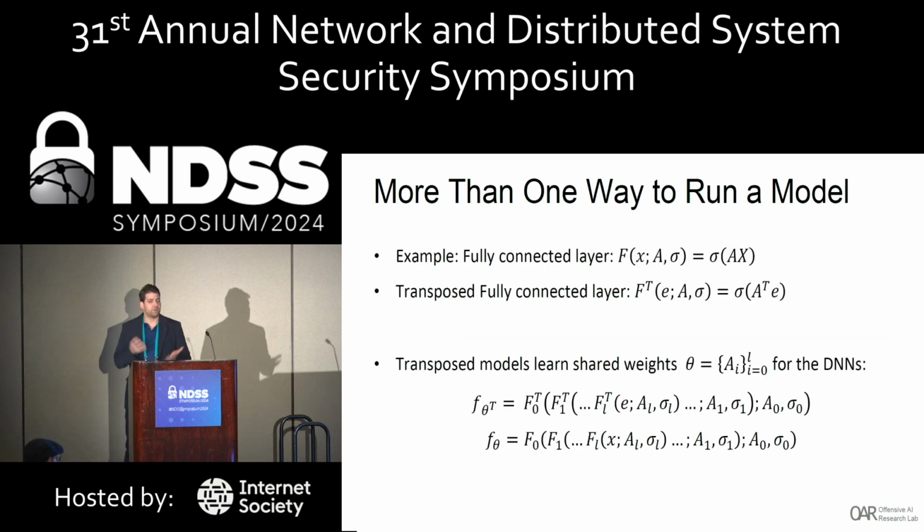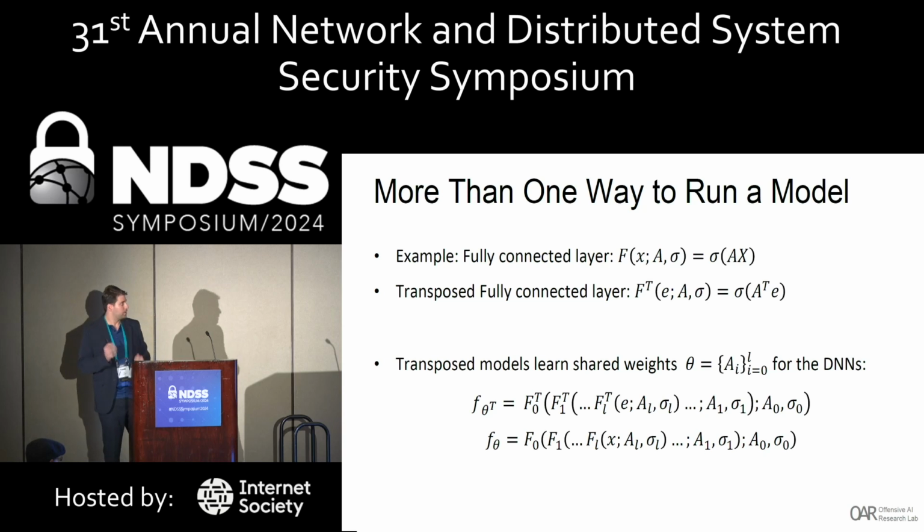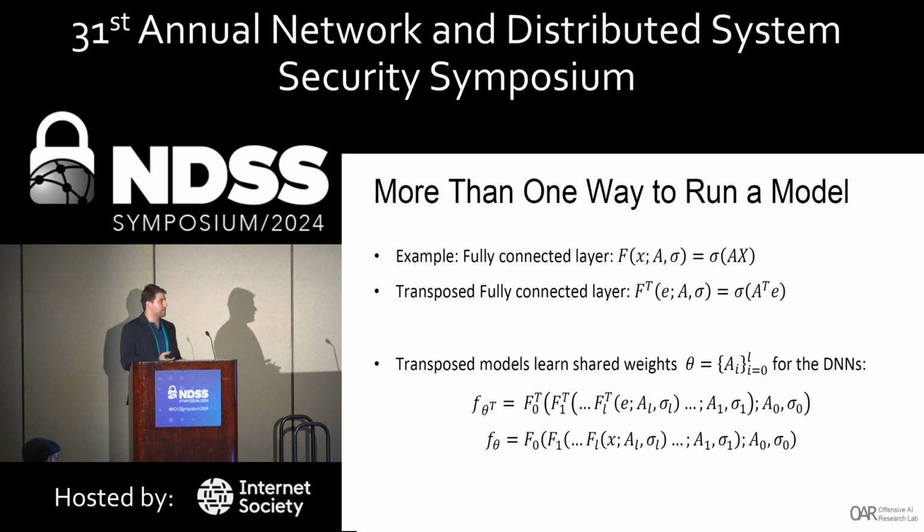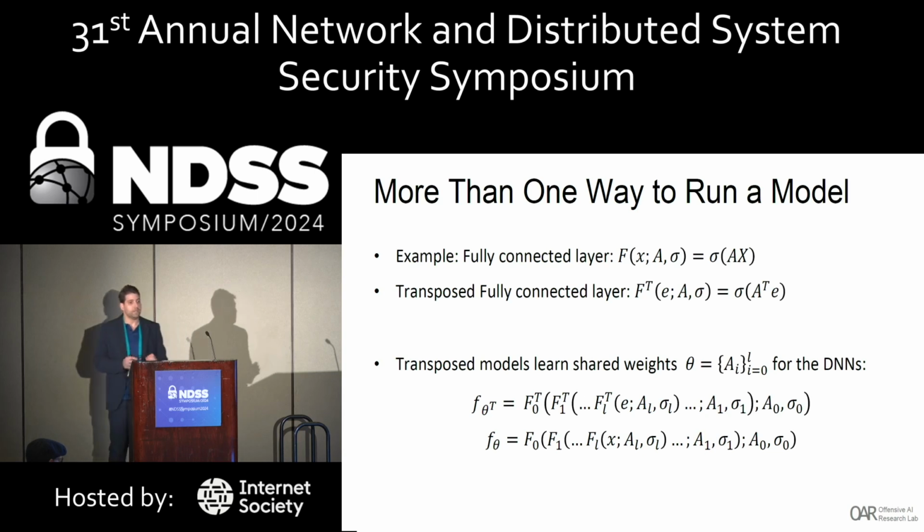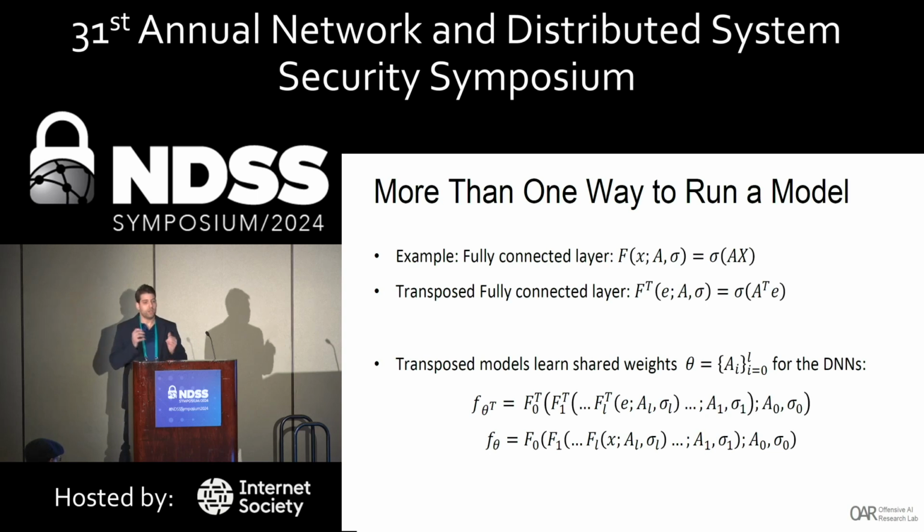So what is this transpose operation? Well, it is as simple as it sounds, it literally means transposing the layer weights. For example, for a fully connected layer F, parameterized by weight matrix A, executed as sigma of A times X, the transpose operation will be sigma of A transposed times the input query E. So for the transpose model to work, what we need to do is train it and learn a shared set of weights, theta, that will fit both executions of the model, meaning transposed and forward.